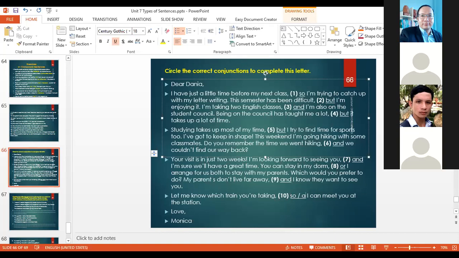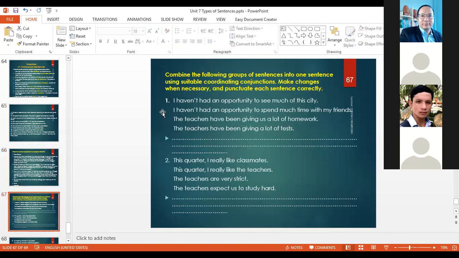Let me know which train you're taking. Yeah, "so". Okay, good. Now let's go to another exercise here. They want you to look at the sentences and try to combine them into one sentence. You can use compound, complex, or compound-complex. Can you look at this a little bit and try to cut the sentences that are the same? You can even use a simple sentence, no problem. Now, can you try it?